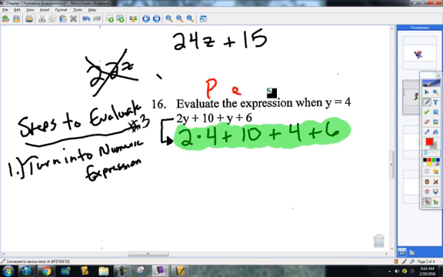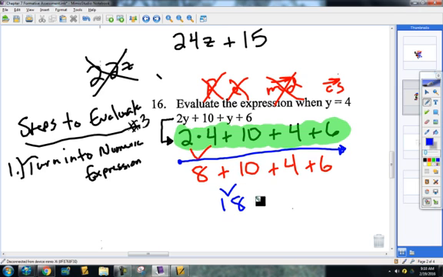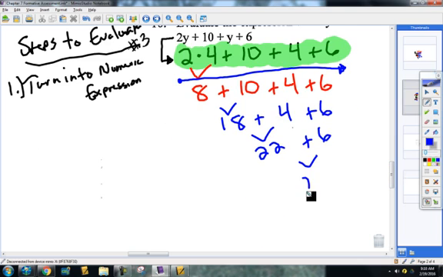If you wrote PEMDAS, which, as I've said 100 times, is encouraged: there are no parentheses, there are no exponents. There is only multiplication. It's going to be 8 plus 10 plus 4 plus 6. Now I'm done with that. Now I'm on to addition. Which addition am I going to do first? Left to right. 8 plus 10 is 18 plus 4 plus 6. Now 18 plus 4 is 22, plus 6 is 28. Is that the right answer? Yes.